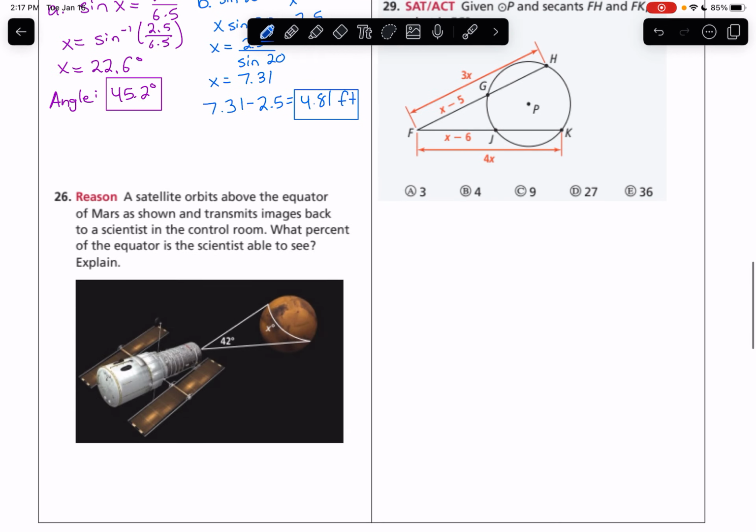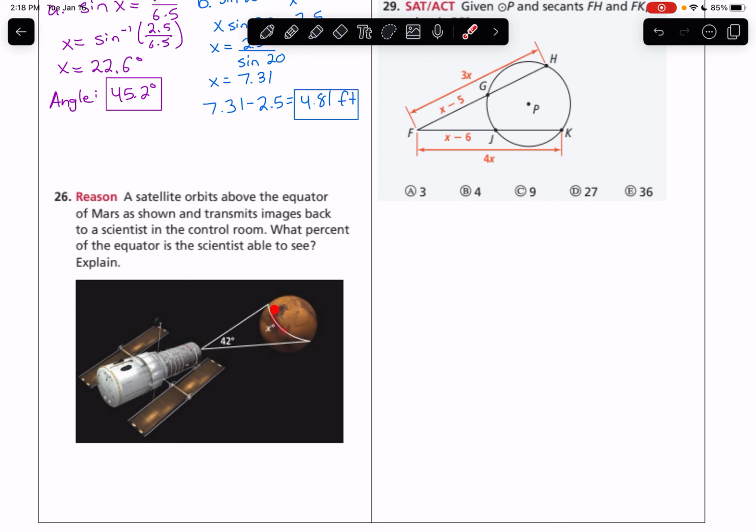Number 26. A satellite orbits above the equator of Mars as shown and transmits images back to a scientist in the control room. What percent of the equator is the scientist able to see? So we're going to assume that this distance here is the equator, going around the planet from here to here and then kind of behind it where we can't see. He is able to see all the way to what in his view is the edge of the planet, which is really the tangent line, because we can't see behind the point of tangency. So this is giving us two arcs.